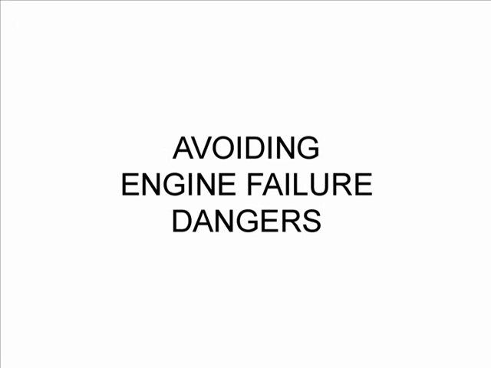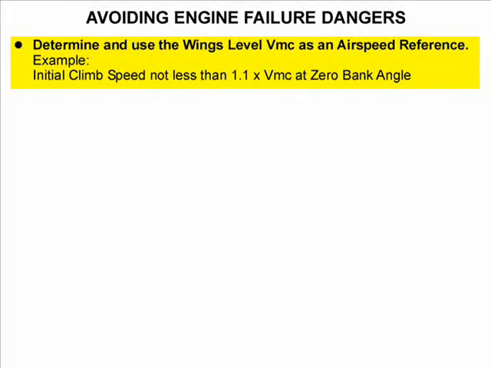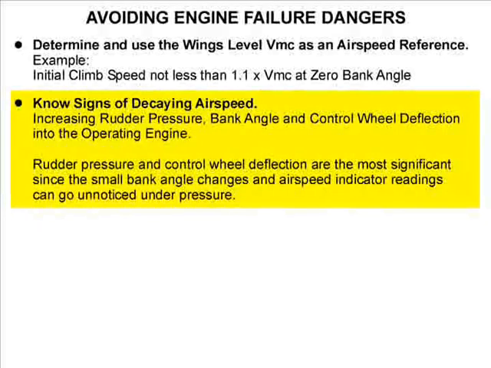Let's look at some ways to avoid these dangerous situations. First, determine and use the wings level value of VMC as an airspeed reference. For example, be sure your initial climb speed is not less than 10% above VMC at zero bank angle. Next, watch for signs of decaying airspeed, such as increasing rudder pressure, bank angle, and control wheel deflection into the operating engine. Rudder pressure and control wheel deflection are the most significant, since small bank angle changes and airspeed indicator readings can go unnoticed under pressure.